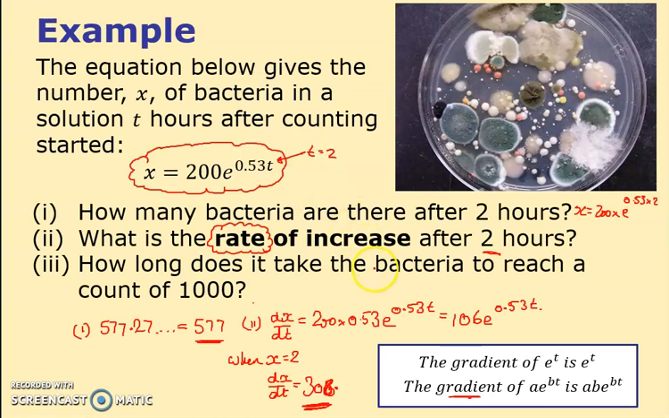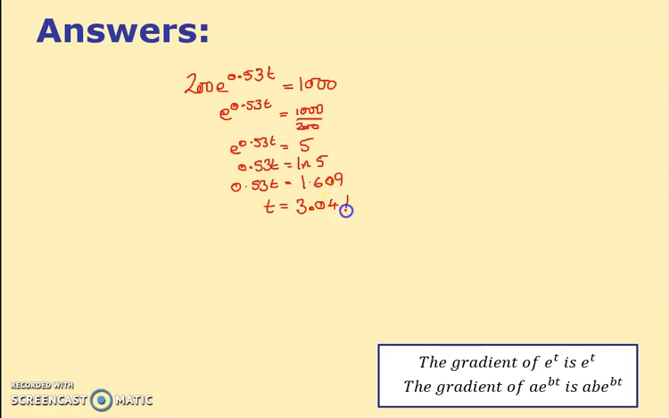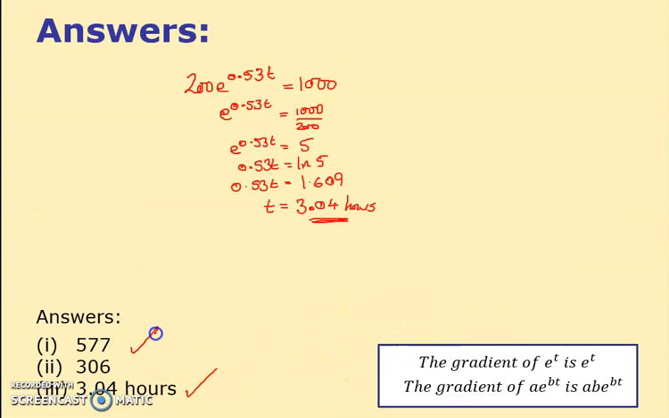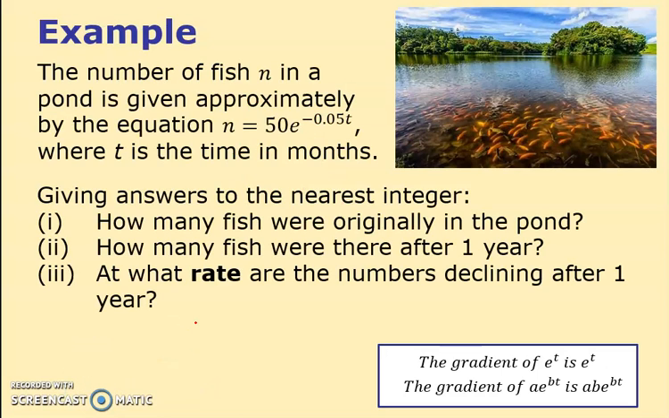Now was it hours? I think it was. Yes, it was hours. So that's what I reckon. Let's see what the answers say. Well, I've got the last bit right. 306 and 577. So yes, I've got all three right. Good. Example. The number of fish in a pond is given approximately by this equation.